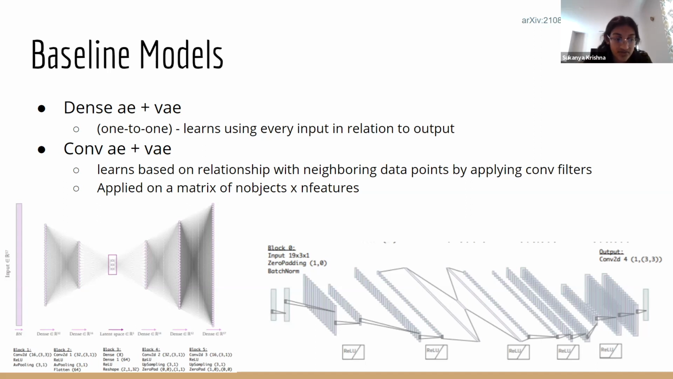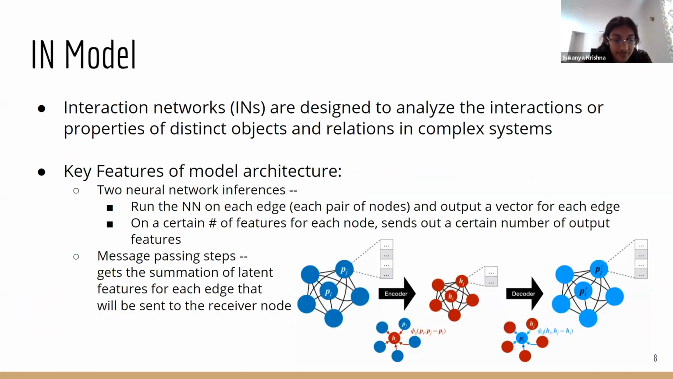Convolutional neural networks are usually used for images and matrix structures. They preserve the location or local structure of the input data and apply convolutional filters to regions of the layer to capture key features that will be referenced during reconstruction. On the data set, this model is being applied to the matrix of inputs as if it were an image, where the matrix of inputs is the number of objects by the number of features. And then we have our graph-based models, which are the interaction network autoencoder and variational autoencoder model.